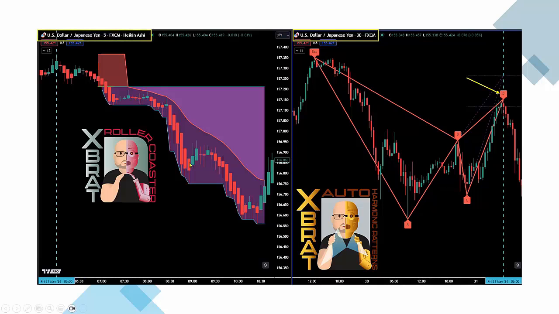So we go over to the left. This is now the same time. We can see it on the left here, Friday the 31st of May, so 600 hours. And this time I'm using my roller coaster on the 5-minute Heikin-Ashi. So this is when the pattern was completed on the 30-minute. We look at about 7 o'clock, so about an hour later, we get a roller coaster signal to go short.